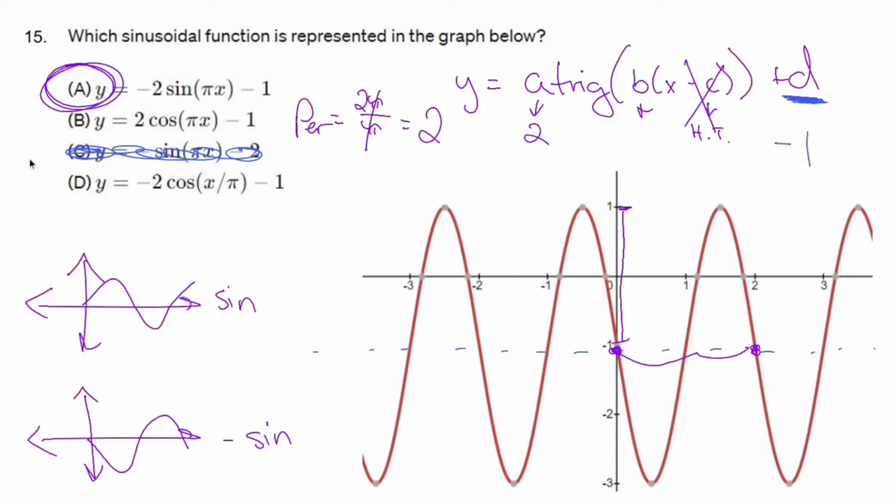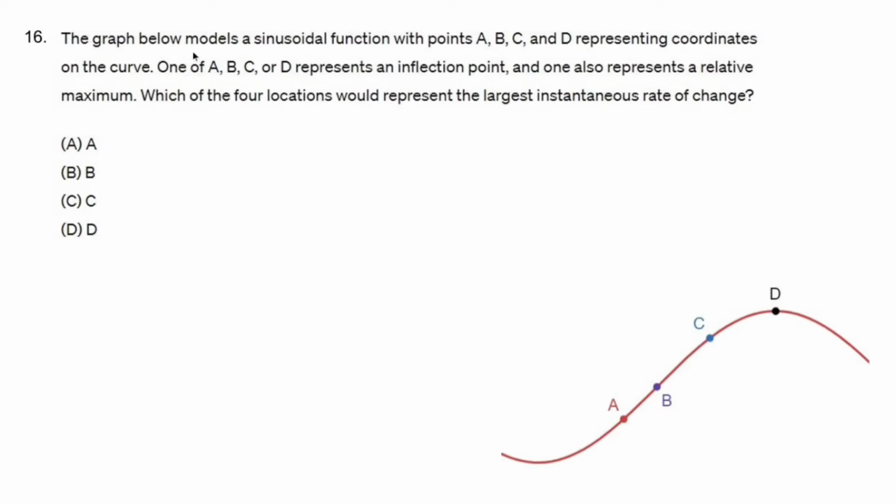So everything seems to match quite nicely. Again, negative sine, period of 2, which makes a frequency of pi. It goes down 1, giving the midline of -1. So yeah, the answer is going to be A. Hope this helps. The graph below models a sinusoidal function with points A, B, C, and D representing coordinates on the curve.